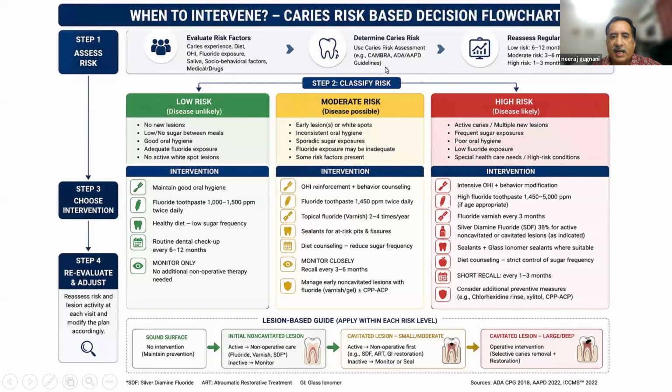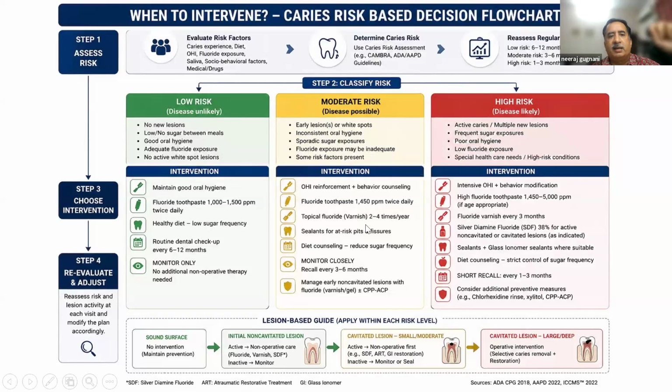As you can see, as per the risk, there are three strategies. In the low risk, they just say use a fluoride toothpaste, healthy diet, routine dental checkup, monitor only. So no additional non-operative therapy. Only in the moderate risk, they say we have to go for additional therapy, and of course, in the high risk they add SDF also.